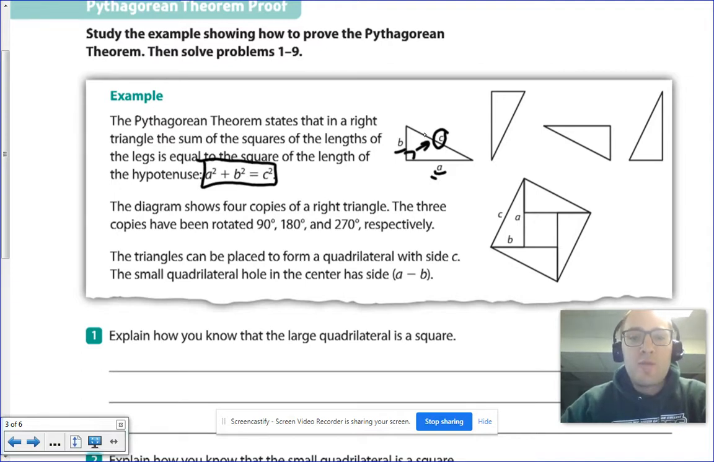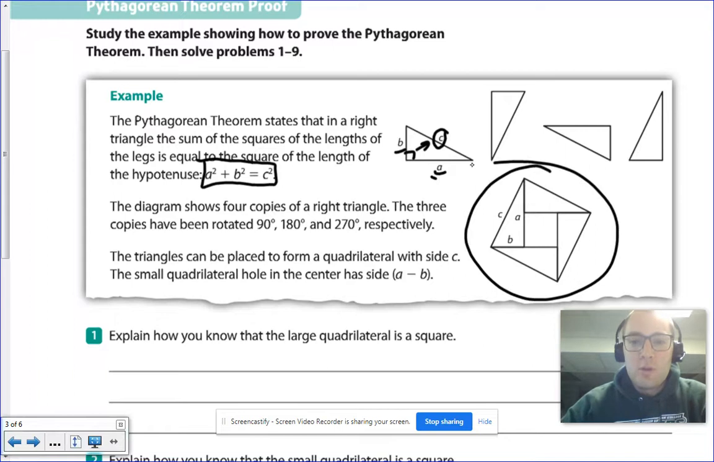The diagram shows 4 copies of a right triangle. The 3 copies have been rotated 90, 180, and 270 degrees, respectively, so you can see them in different ways. The triangles can be placed to form a quadrilateral. So if you join them together like that, right here, it forms a quadrilateral. Okay, kind of a cool design, actually. The sides of it is the longest side of each triangle. You'll notice that each one of them is the C.